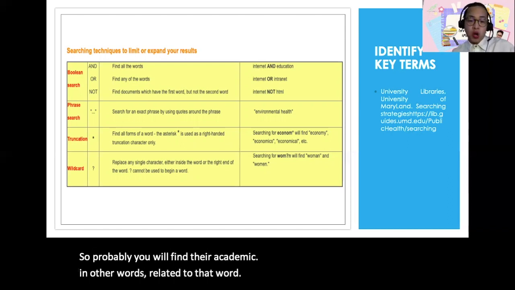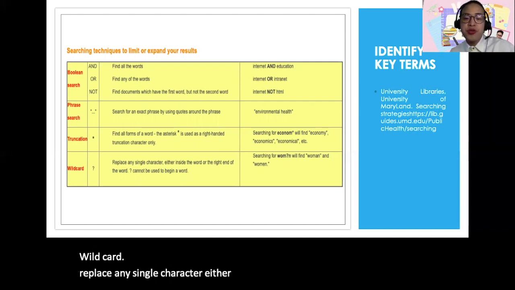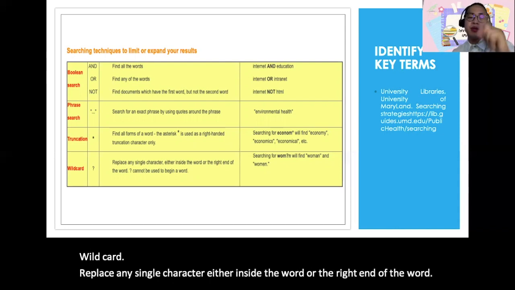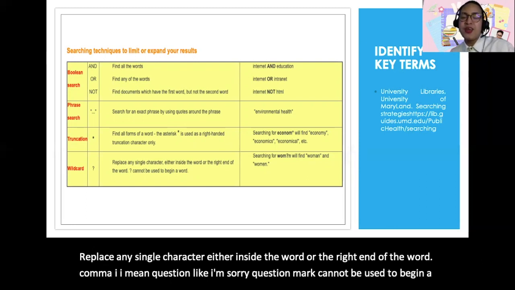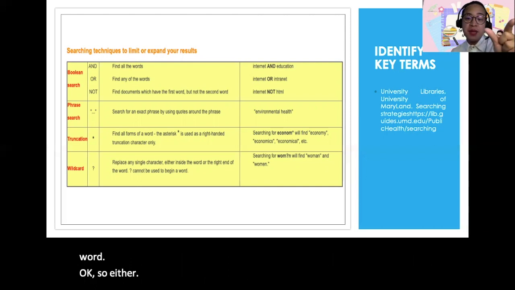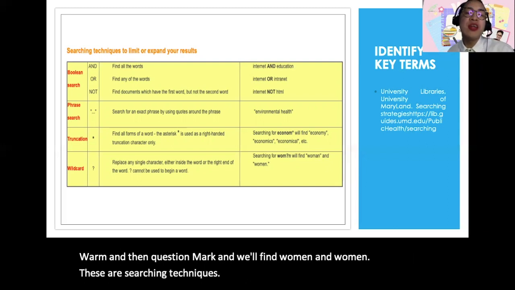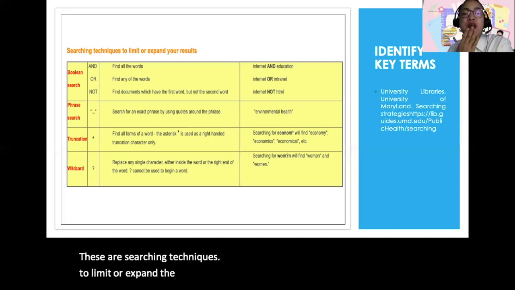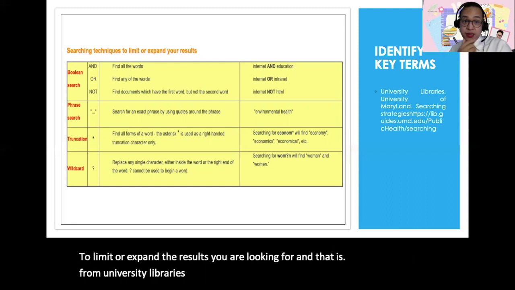Okay. Wild card. Replace any single character either inside the word or the right end of the word. I'm sorry, the question mark cannot be used to begin a word. So either inside, middle, or end. Searching for wom?n will find woman and women. So these are searching techniques to limit or expand the results you are looking for. And that is from University Libraries, University of Maryland.